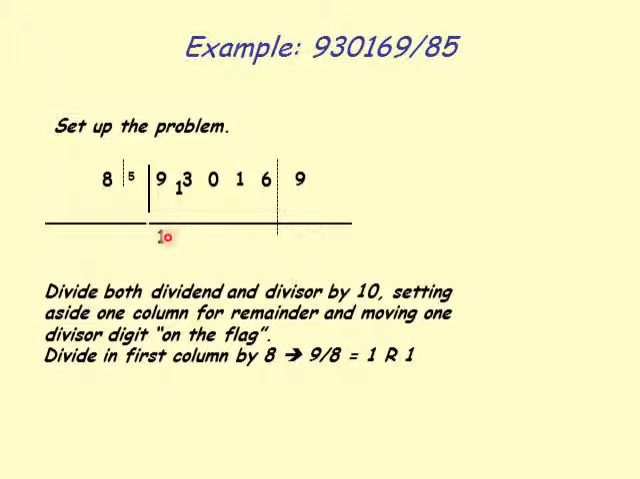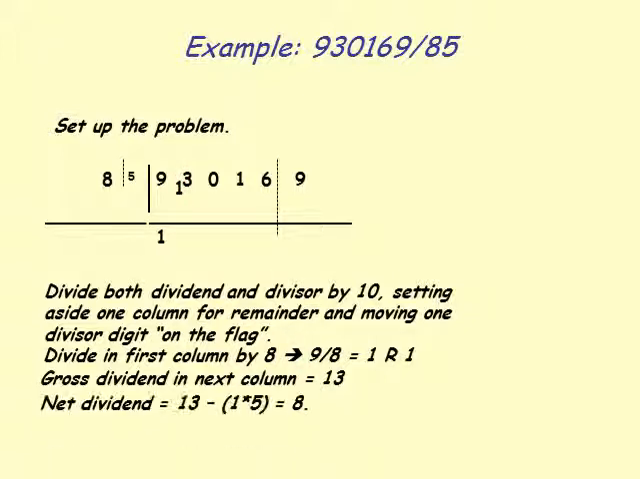This remainder is from second division, and it's worth 10 as much, so it's a 10 plus 3 here, next column. Now we have to make adjustments because this is a 1 quotient, and this 5 on the flag. We've got to subtract 5 times 1 from the next dividend position. So gross dividend in next column is 13, which is 10 plus 3, and net dividend is 13 minus 1 times 5, which is 8. So we got 8 in next column.